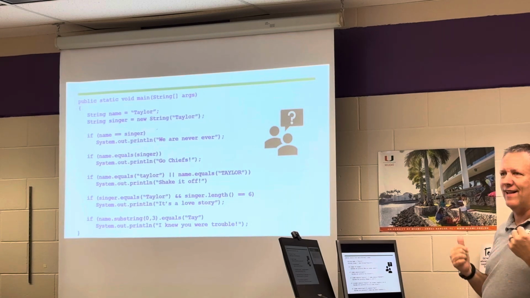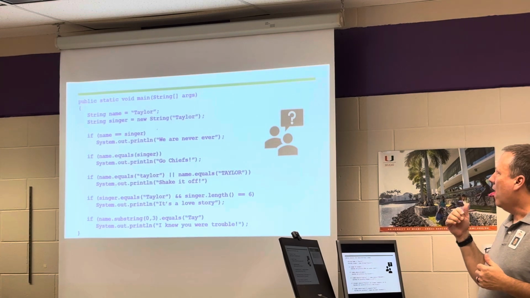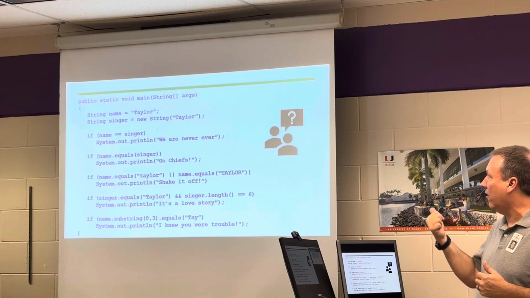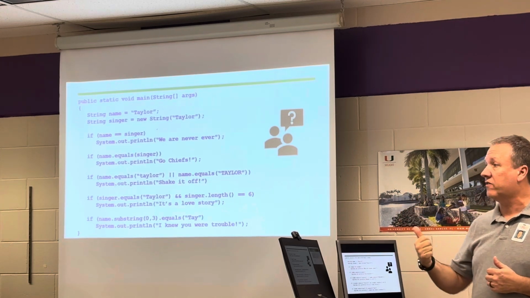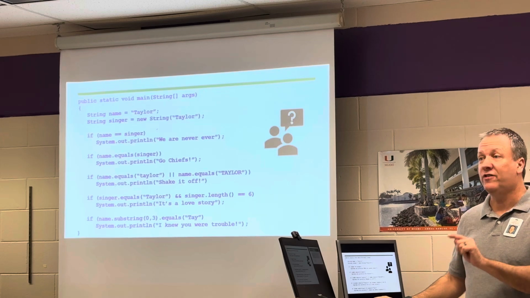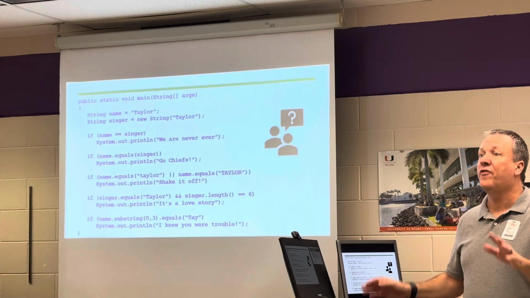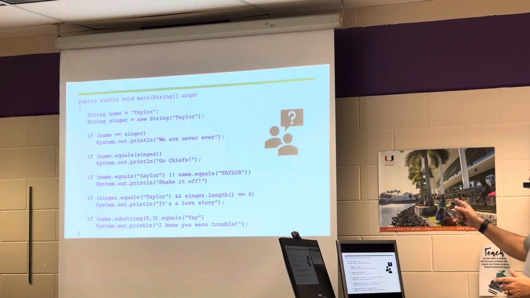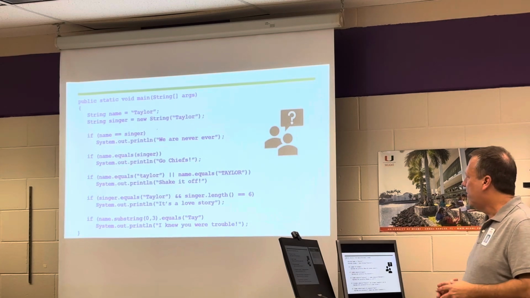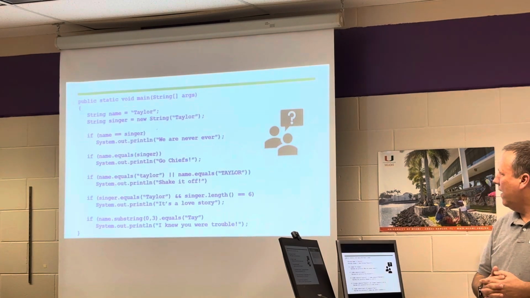singer, oh, this goes back to last time. Remember, how many letters are in singer, in the value of singer? Taylor. There is 6. They're numbered 0 through 5, but there are 6 letters. The length is 6. So both of those are true. It will print out it's a love story, but it won't print out baby just say yes. So it's a go chiefs and it's a love story.